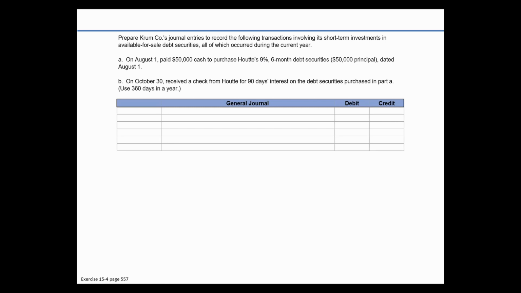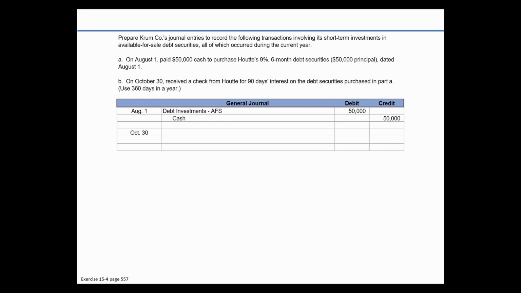And so August the 1st, this time we have debt investments AFS, debit for $50,000, and then cash for $50,000. Same thing as we've been doing. We have to increase debit for the asset, which is the debt investments that we're investing in, and then we have to credit cash, because we're decreasing cash, because we're paying that out to receive the investment.